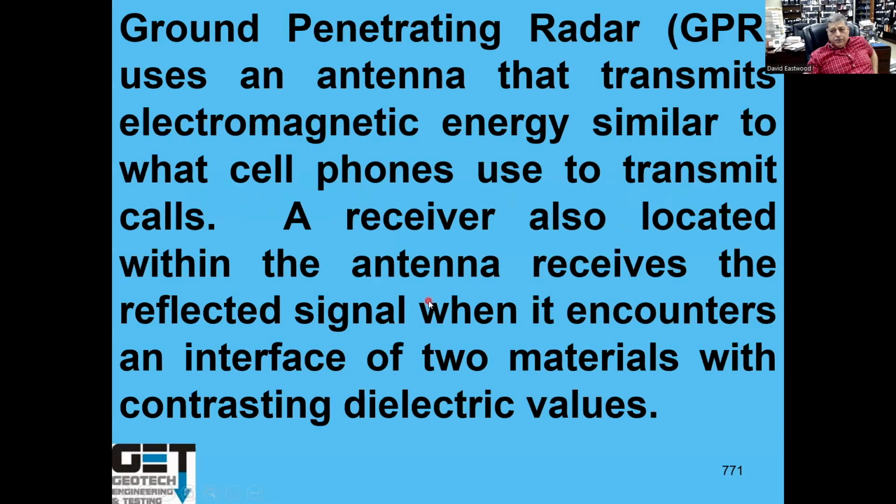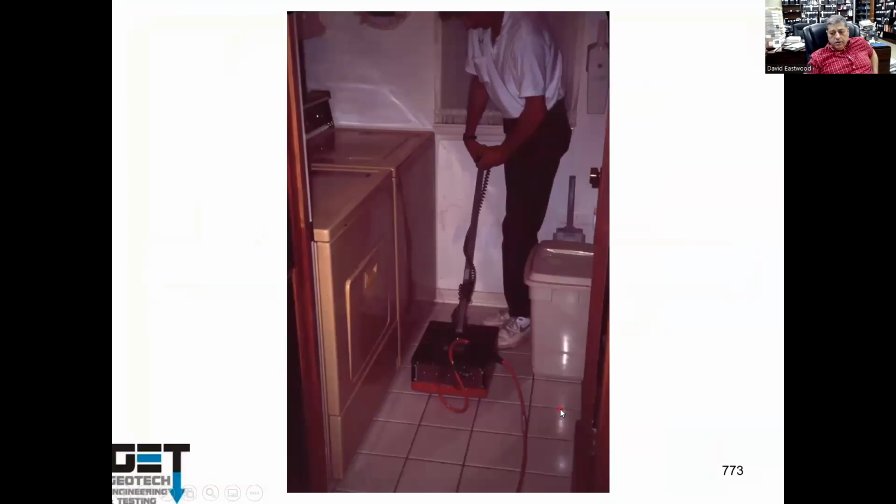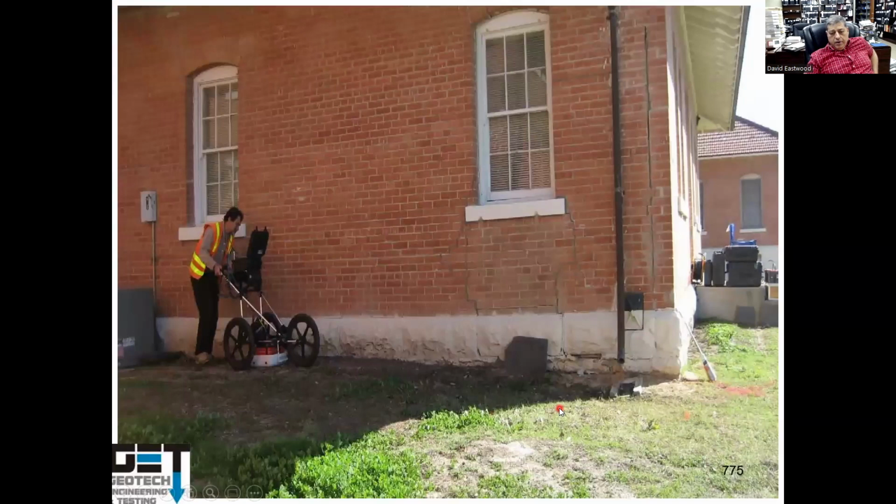You can do ground penetrating radar. GPR uses an antenna that transmits electromagnetic energy like cell phones do. A receiver located within the antenna receives the reflected signals. You send the signal. If you see something in here, it reflects it, you know something is in there. You can pick the areas of high moisture, voids. That's the GPR.